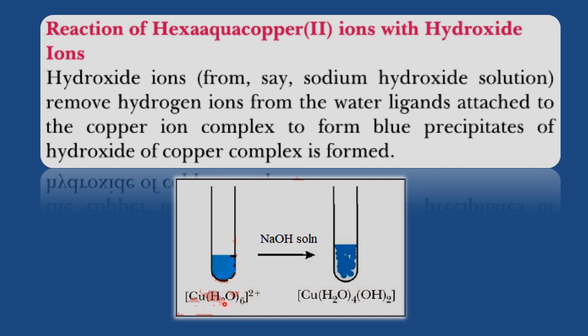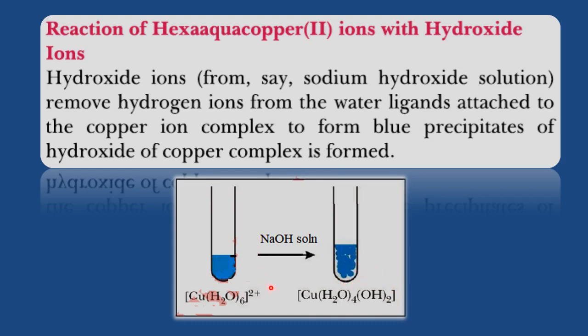When we add sodium hydroxide solution or any hydroxide solution, it is going to act as a base and remove protons from two water molecules which are present as ligands. And the complex that is going to be formed is the tetraaquadihydroxo copper(II) complex. Now students, since it is a neutral complex, it is going to give us blue colored precipitates which are going to settle at the bottom. So this is the same chemical reaction as we have studied for hydroxide ions with iron complexes.